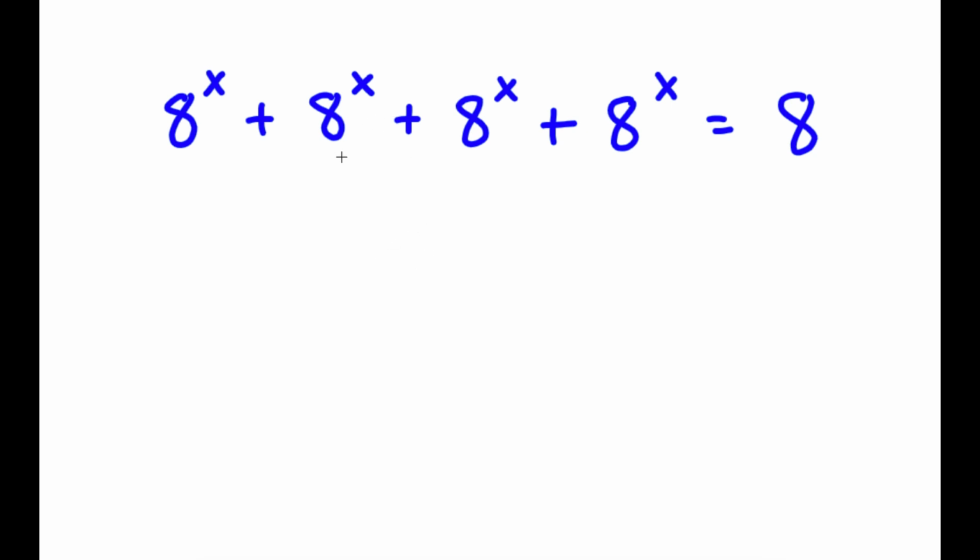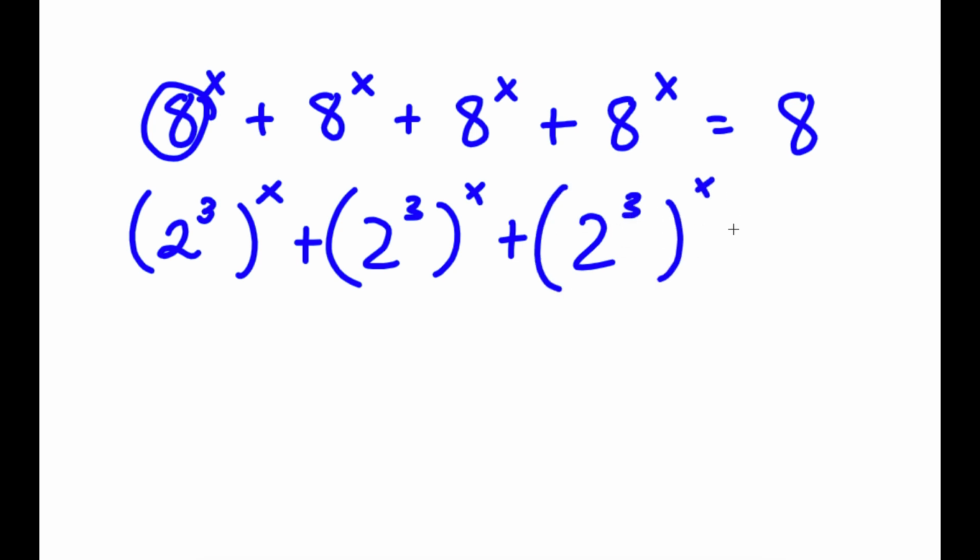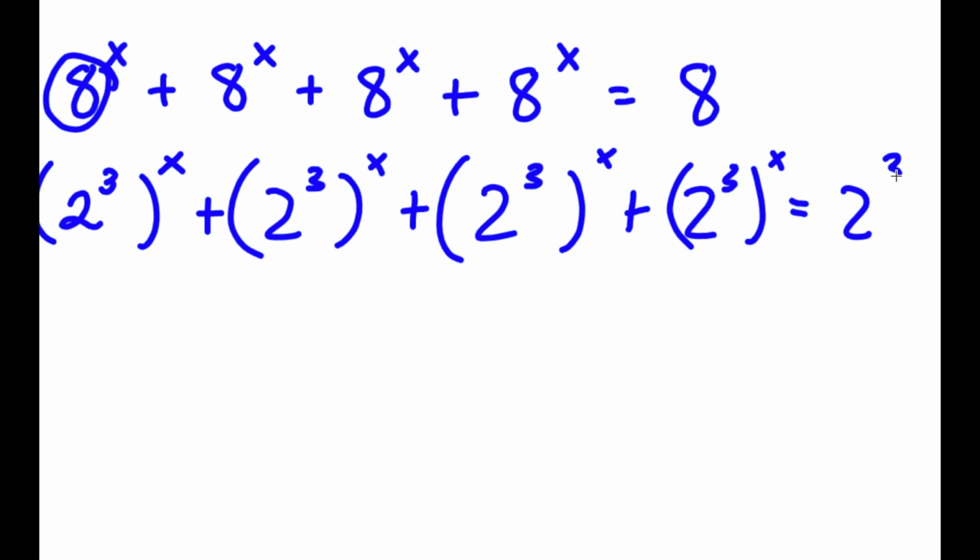Alright, so in this problem, I have a to the power of x plus a to the power of x plus a to the power of x plus a to the power of x is equal to 8. So to solve this, I'm going to first start by replacing 8 with 2 to the power of 3. So now I have 2 to the power of 3 to the power of x, four times added together, is equal to 2 to the power of 3.